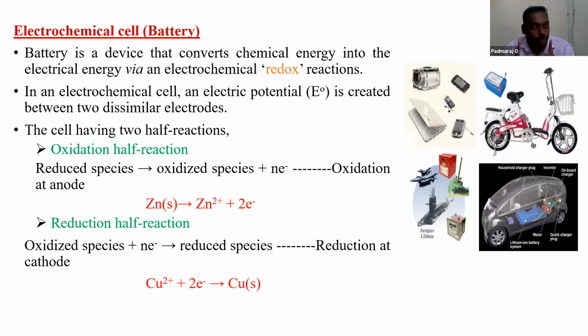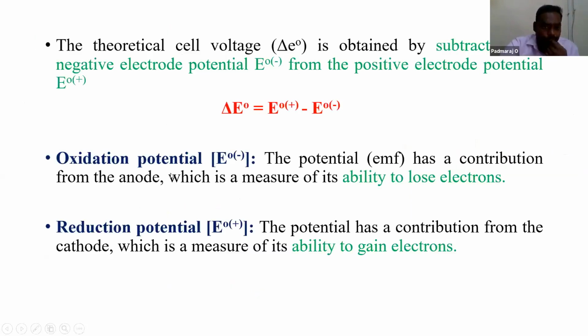So the two electrodes we are going to use in the cell have dissimilar, that is different, electric potential. So how do we find out the electric potential? What is the definition of electric potential? I told you reduction and oxidation happen at two different electrodes. That is oxidation potential and reduction potential: oxidation potential at the anode and reduction potential at the cathode.